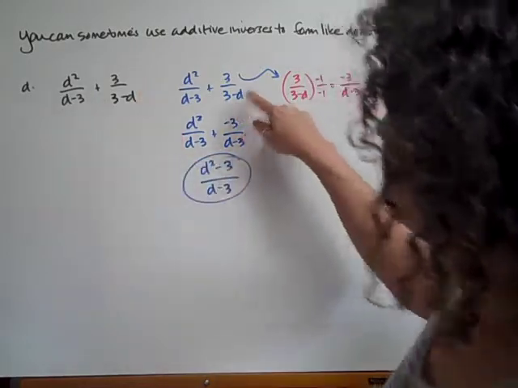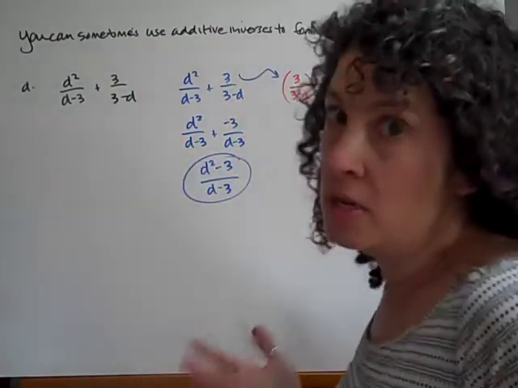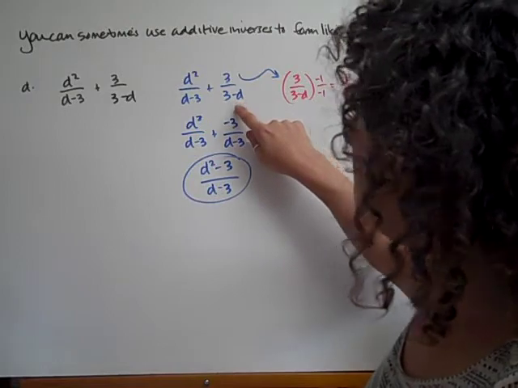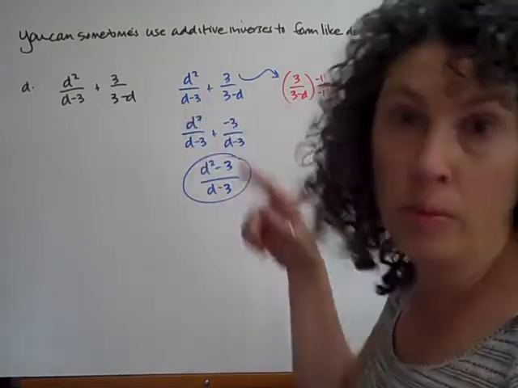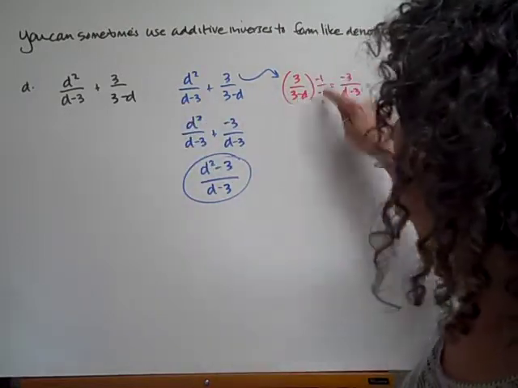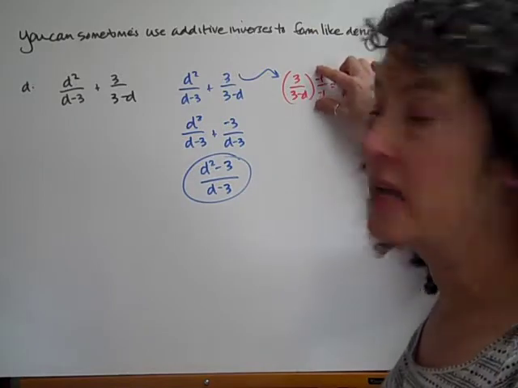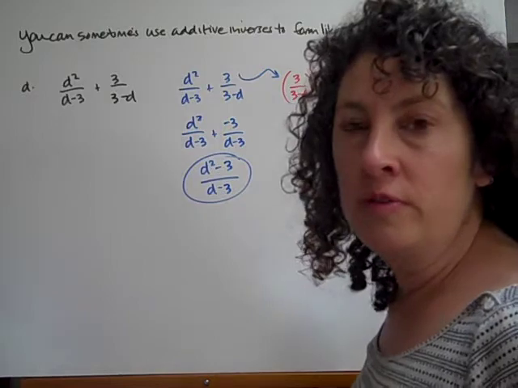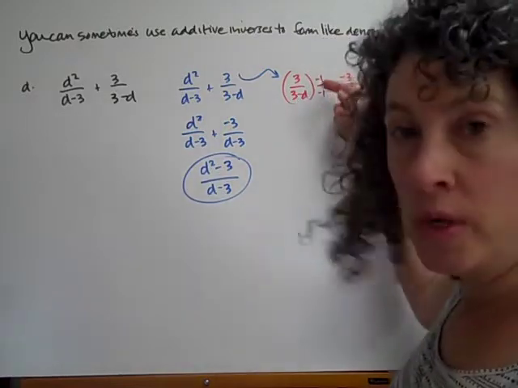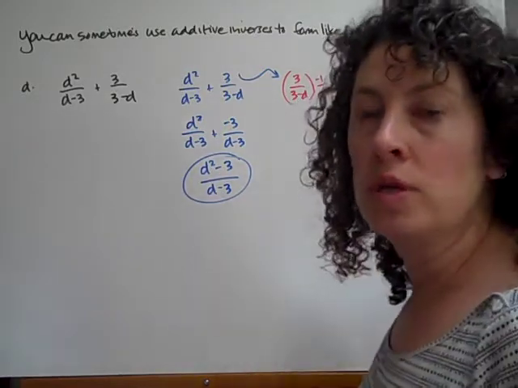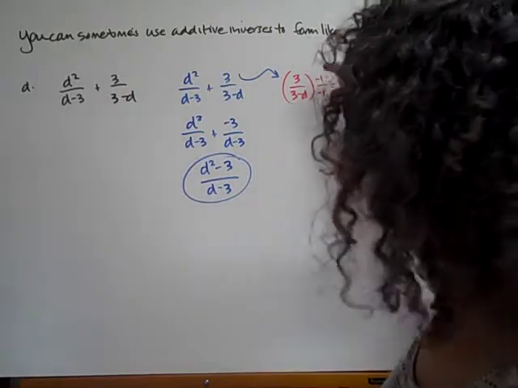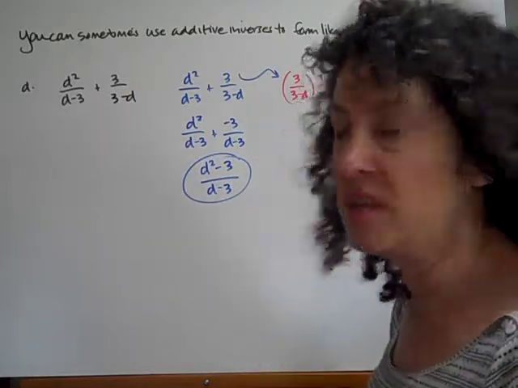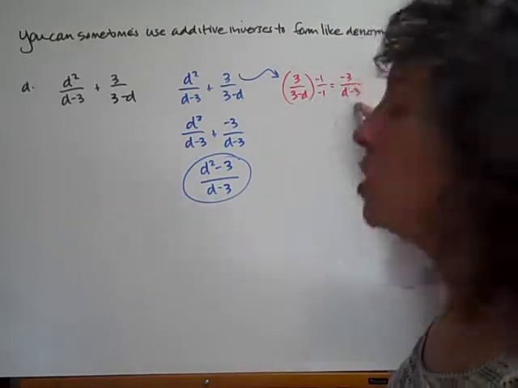So what can I do with that? Well, I can take one of them. Again, you can take either one, up to you. I'm going to take this second one in this case, just because I like to have the variable first. And I'm going to multiply it by negative 1 over negative 1. So remember, we're not changing the value of the fraction by doing this to it, because negative 1 over negative 1 is really just 1. So really all we're doing is multiplying by 1, nothing fancy. So that gives me negative 3 over d minus 3.